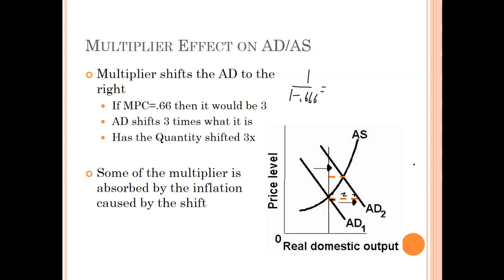With that said, we now have the entire picture. Some of this multiplier, these 3 steps, is actually absorbed by inflation, which, since we have the aggregate supply curve, we can actually see. So even though it had an absolute change of 3 times whatever it was, the reality as far as how much was actually produced is less, because inflation is only, let's say, 1.5 units. Why? Because some of this is absorbed by inflation.